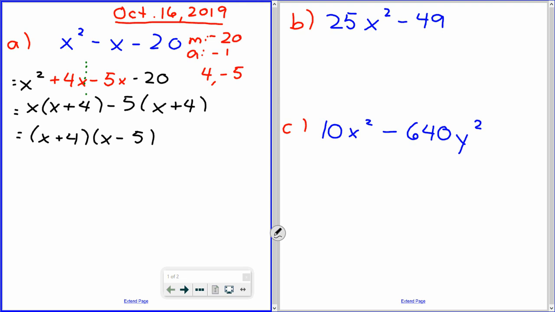Okay, I'll go through this one fast, and then you guys will show how to do C as well.